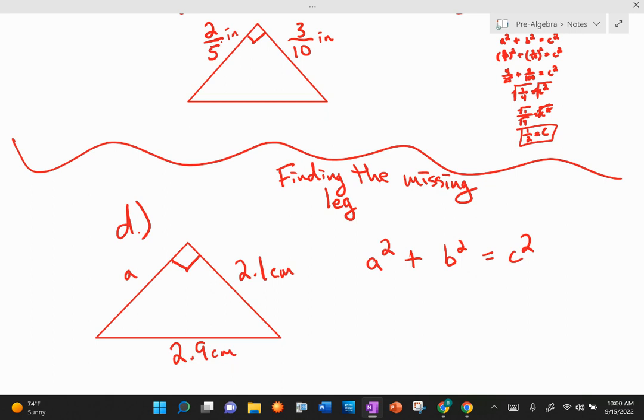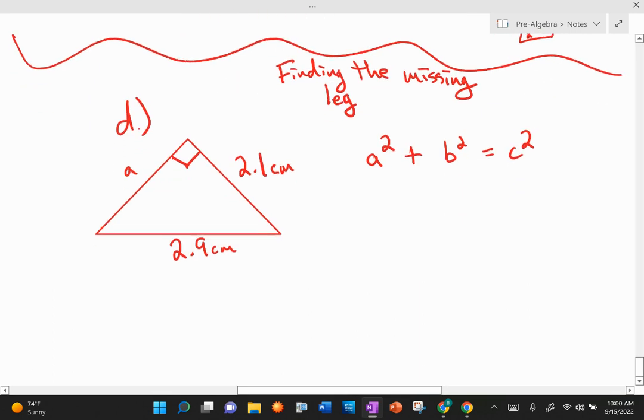So, A squared plus B squared equals C squared. You are given two pieces of information. See if you can substitute the numbers where they need to go. You have 2.1 and you have 2.9 in very specific spots.